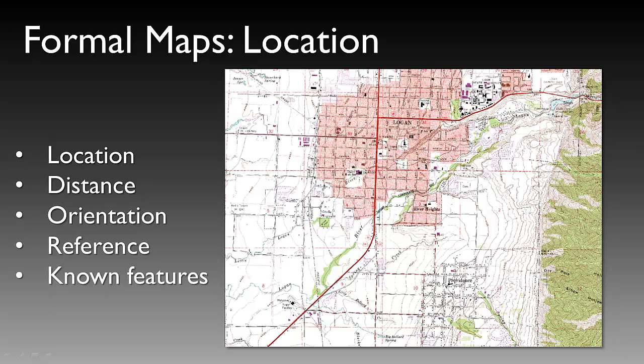So talking about the map types, we can see a formal map here. Many of you have seen a formal map if you've ever looked at a map on a piece of paper. So discussing the types of maps, here we see a formal map displaying location. Some features of this map are location, distance, orientation, reference, and known features.